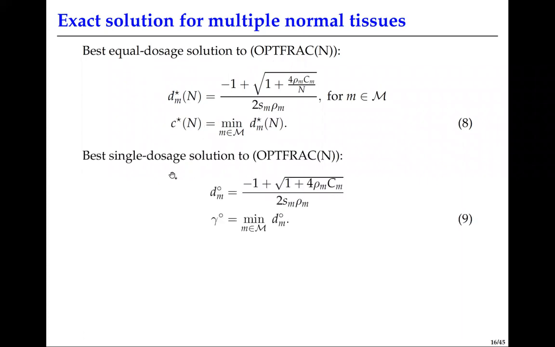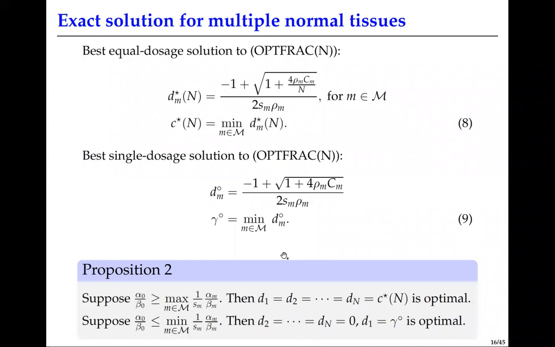And you can apply the same idea to figure out the best single dosage solution. So this is what I did for, let's say, the mth normal tissue: I figured out the single dosage solution by solving that quadratic equation. And then gamma 0 is the smallest among these, because any larger would actually violate one of the constraints for one of the normal tissues.